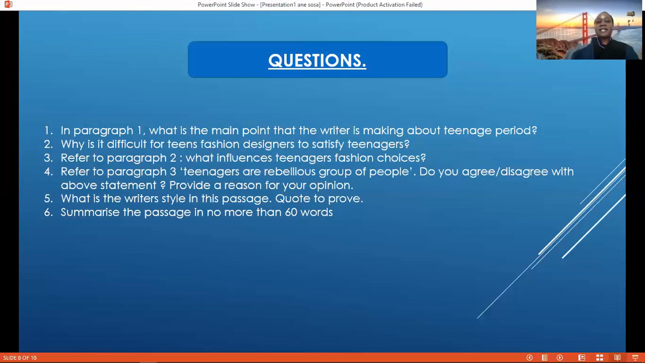Number 6, summarize the passage in no more than 60 words. When you summarize the passage, you highlight the main points. Those are the questions from our reading text on teenage fashion.